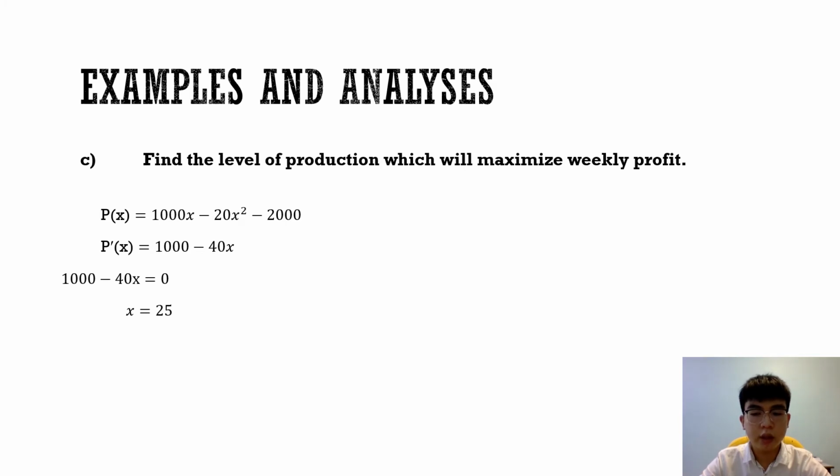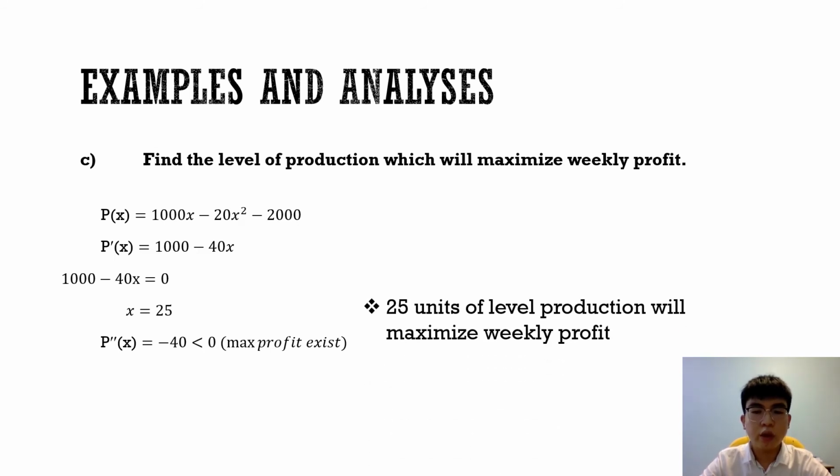Then we check whether the maximum profit exists or not. We differentiate again, then get P''(x), which is negative, less than 0. So maximum profit exists. Then we conclude that a production level of 25 units will maximize weekly profit.